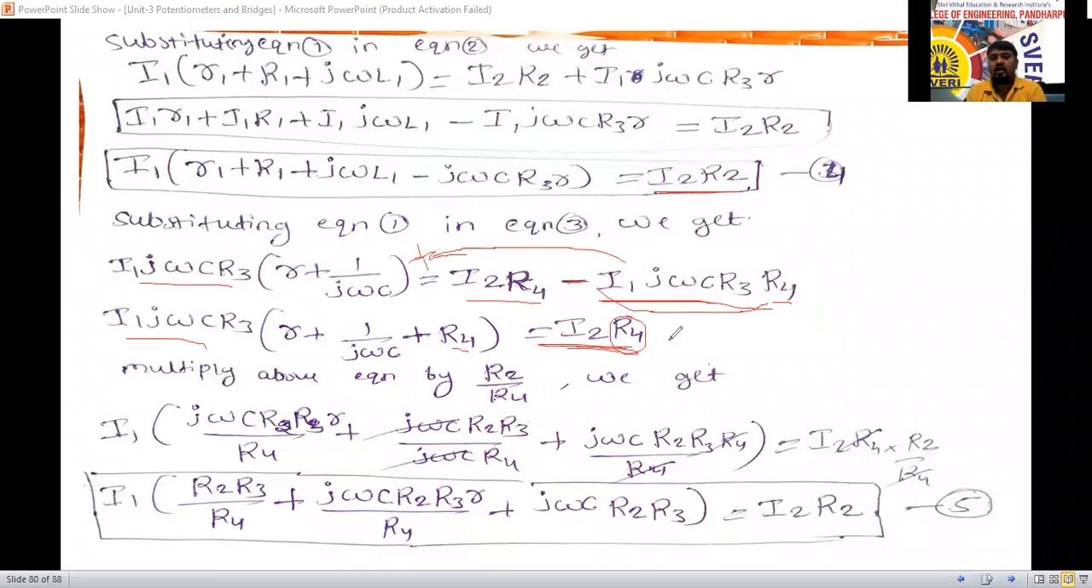So we want to remove R4, and we have to get R2 here. Now what we have to do? I want to get R2 in the place of R4 here. What do I have to do to this equation? You tell me.